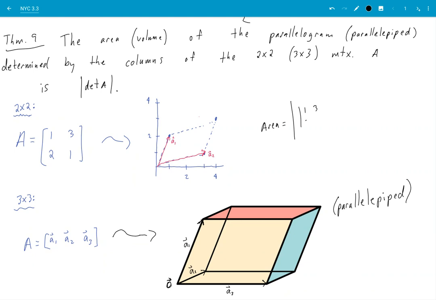So it's a bit weird because the shortcomings of the notation are on display here. 1 minus 6. Because, well, you want that absolute value, right? You can see why it's necessary. You can't have a negative area. And for parallelepipeds, we'll have to do a 3x3 determinant.